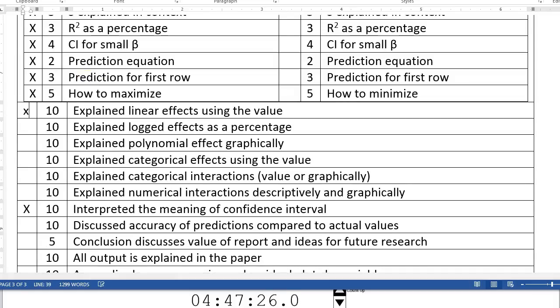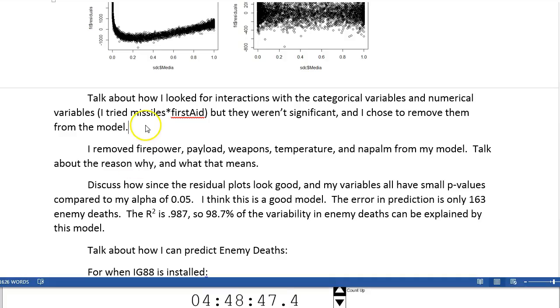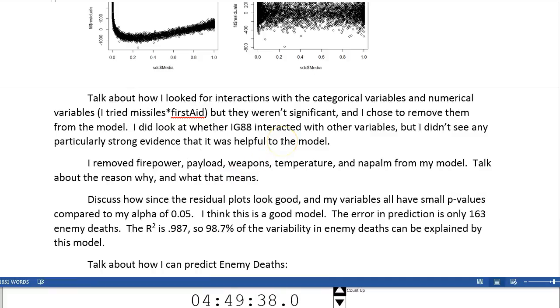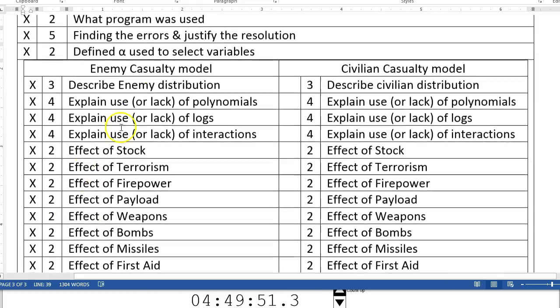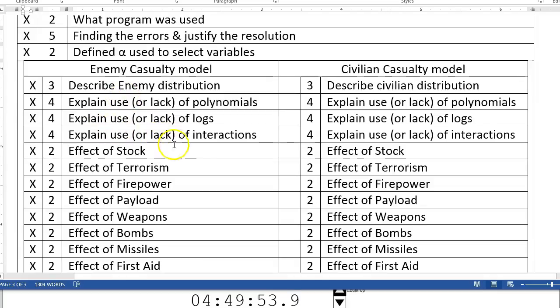I did explain the linear effects with the value and the logged effects, categorical effects. I didn't have any categorical interactions, but I did have numerical interactions, and I had graphical descriptions and some sentences about it. So I'm going to add a little note right here talking about how I looked for interactions and I couldn't see them, and so that's why I didn't have any categorical interactions, which right here means, I mean, that's the best I can do because it wasn't there. You'll notice up here it says explain the use or lack of interactions, and if it wasn't supposed to be in the model, that's great.